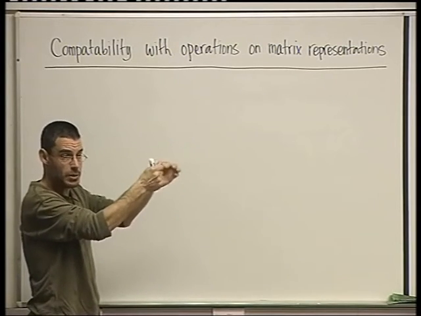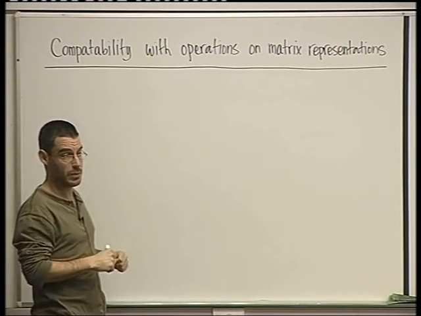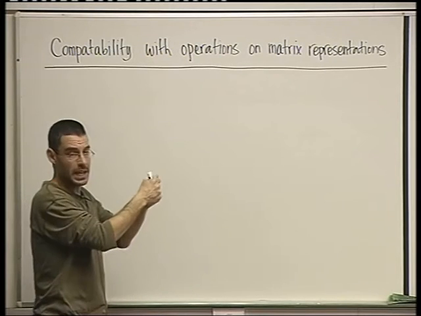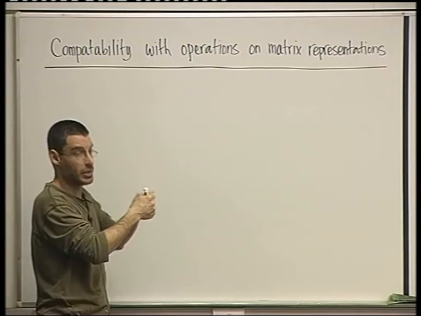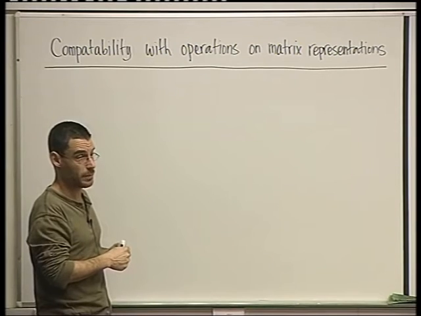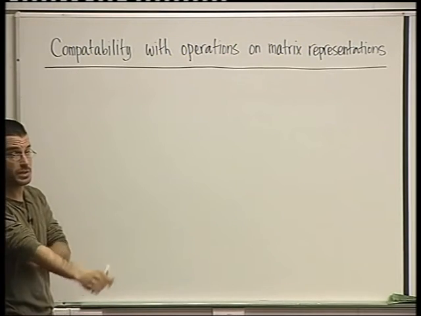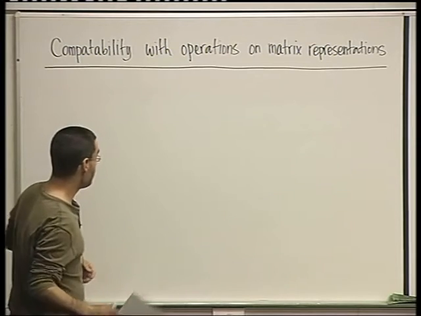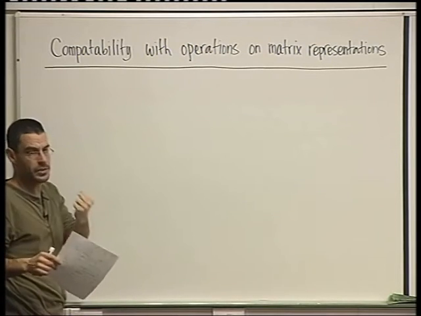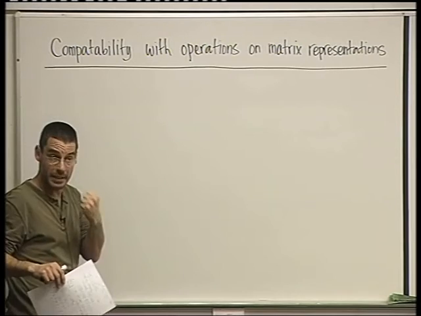So adding the matrices is the same as adding the transformations. Multiplying the matrices is the same as composing the transformations. Okay? So now we want to say this in general. We want to say that these are theorems, that this is in fact a general case. And if you got the examples, you got the idea.